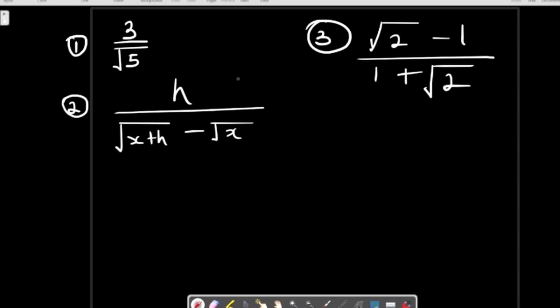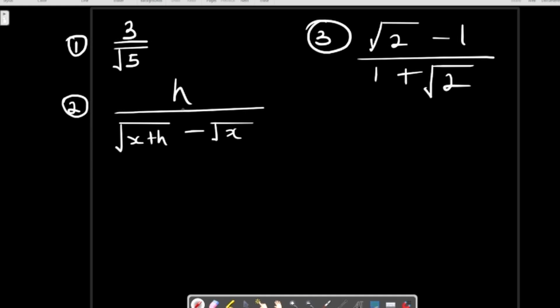Today I'm going to show you how to rationalize the denominator. I know a lot of students are kind of scared whenever it comes to surds, but trust me, I'm going to make this enjoyable, interesting and less complicated. Without further ado, let's begin.